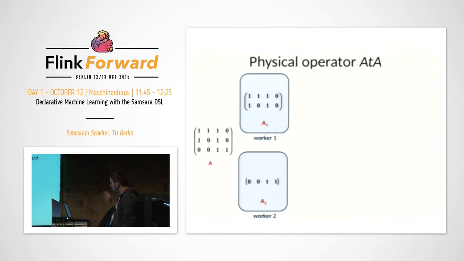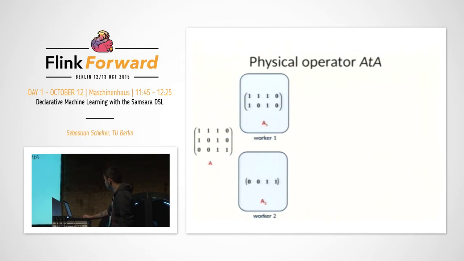Now, the first thing which this operator determines is the number of output partitions. I think the typical case is to say, okay, we have 2 input partitions, so let's also pick two output partitions. And now we need to compute the intermediate results for these 2 output partitions.